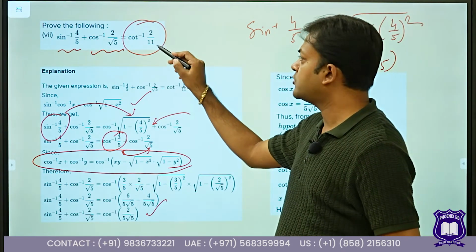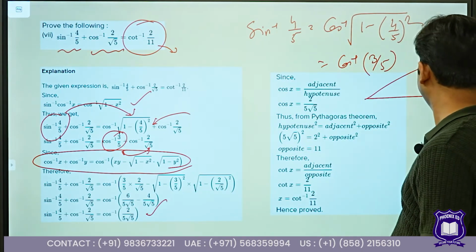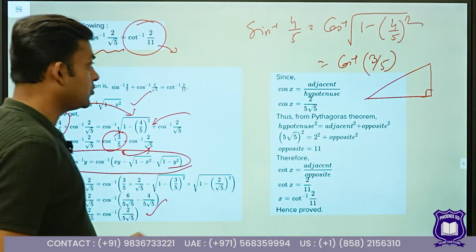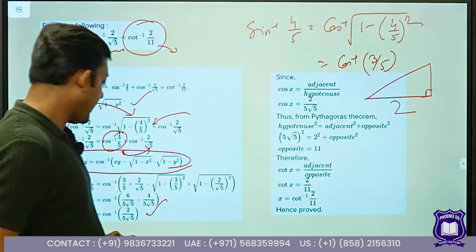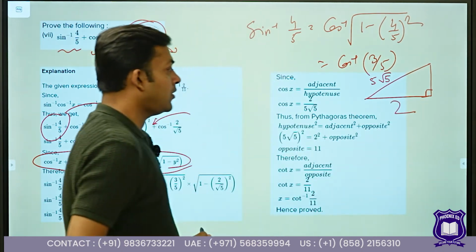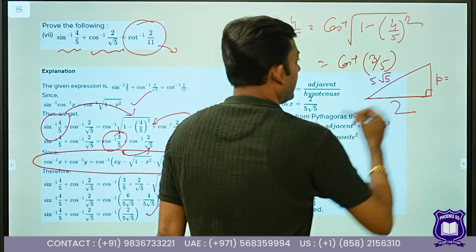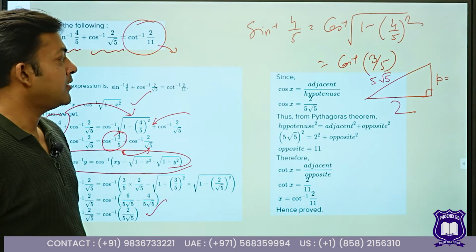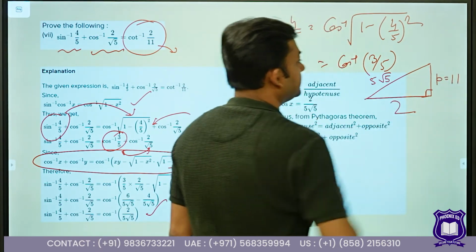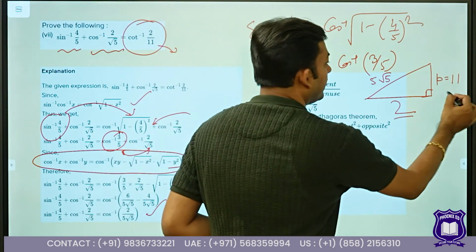Now our answer has to be in terms of cot inverse. So applying our concept of triangles, we note that the base is 2 and the hypotenuse is 5 root 5. On finding the perpendicular, we get 125 minus 4, that is 121, and the square root of that, which is 11. So my final answer in terms of cot inverse would be 2 over 11.